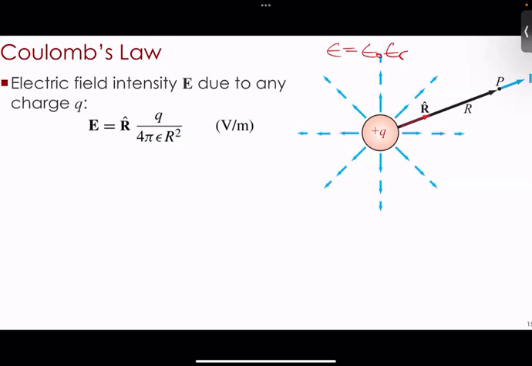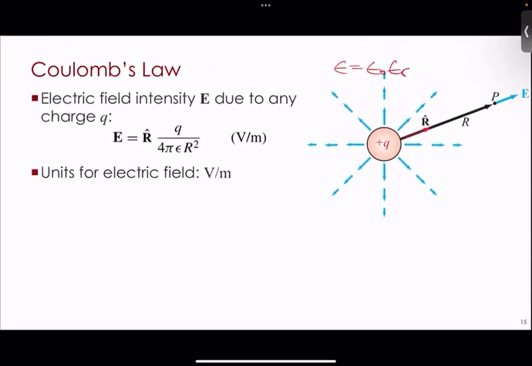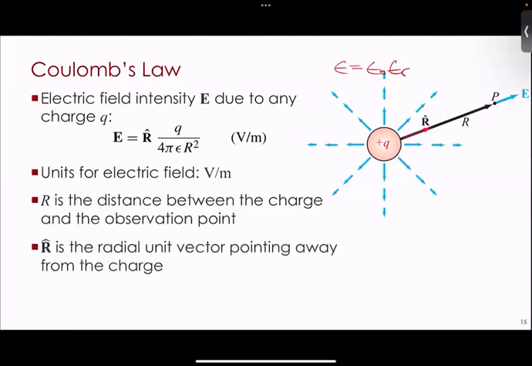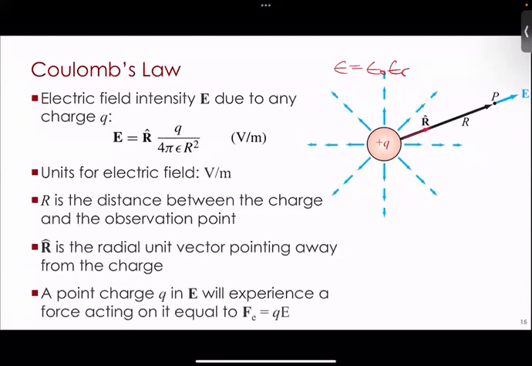R squared is the physical distance from the charge to wherever you're trying to figure out what the field is, okay? The R hat is the direction from the charge to wherever you are considering. And as I said, that can be in any direction, right? Because it radiates equally in all directions. So that is Coulomb's law. We got volts per meter. R is the distance. R hat radially away.